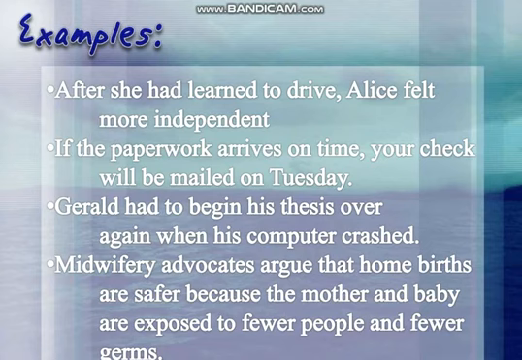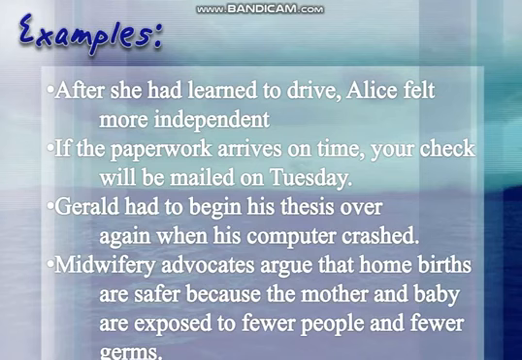After she had learned to drive, Alice felt more independent. So here the word after is a subordinating conjunction because this one is a dependent clause. Because if we just say, after she had learned to drive, so what? The meaning is not clear. Alice felt more independent. This is the main clause or independent clause. So here both of them are joined by the conjunction after.